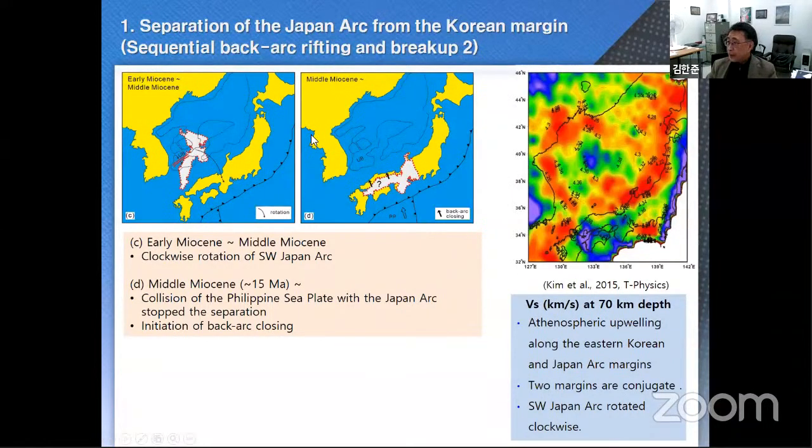Around 15 Ma, 15 million years ago, the north-moving Philippine Sea plate collided with the Japan arc. As a result, the back-arc region became subjected to compression.